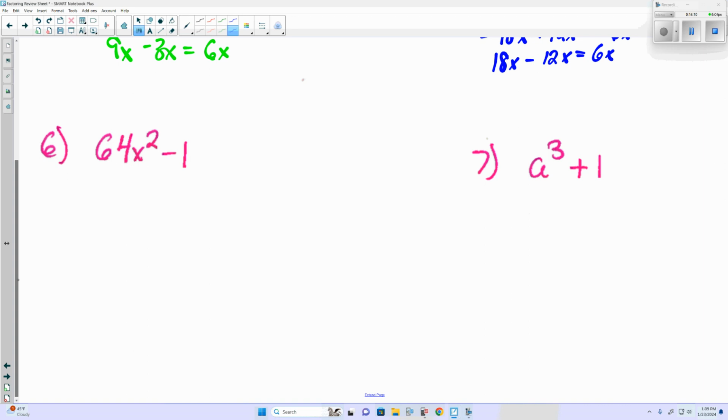Number 6, 64x squared minus 1 is, well, it is a difference. Is 64 a perfect square? What times itself is 64?